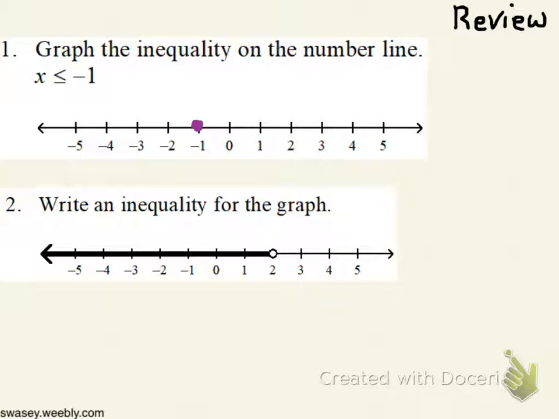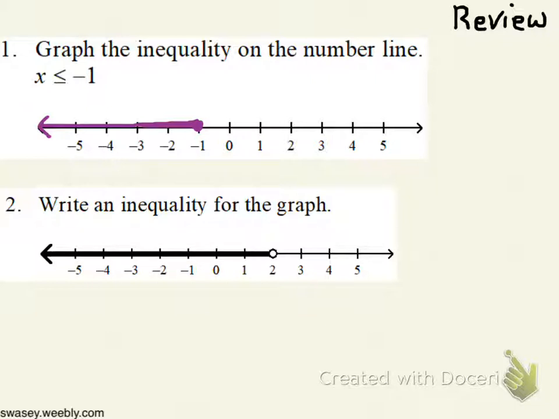And then less than, numbers that are less than negative 1 are negative 2, negative 3, negative 4, and so on. Everything to the left of negative 1 is less than that. And so we'll shade to the left. So everything to the left of negative 1 and negative 1 itself is less than or equal to negative 1.